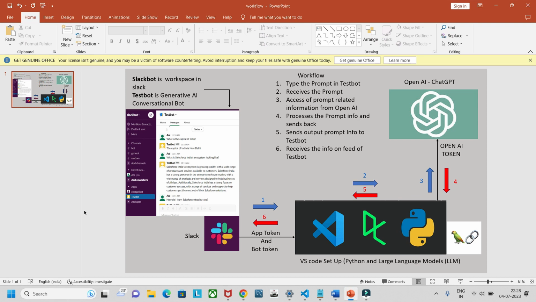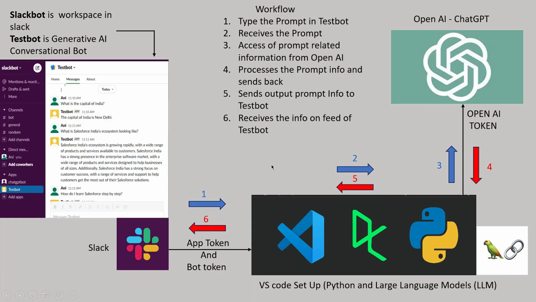Like we'll create a small bot named Slackbot, you can say. Okay, so let's understand the overview here. So basically what we are doing here is we are creating a Slack bot in a workspace of Slack. So what is Slack here?